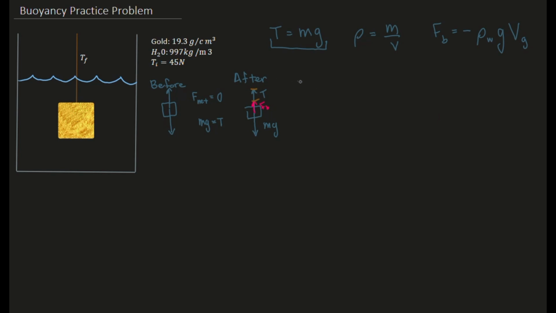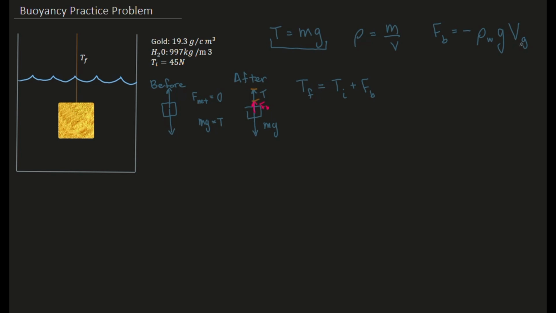To set this up, the final tension force is going to be equal to whatever initial tension force I had plus this buoyancy force. I'm going to have a plus here because the buoyancy force already takes into account that it's an opposing force, so I don't need to put a minus. I'm given the initial tension force. Now I just need to calculate the buoyancy force. The buoyancy force is the density of the water times the gravitational acceleration times the volume of the gold. And we need to figure out what the volume of the gold is.